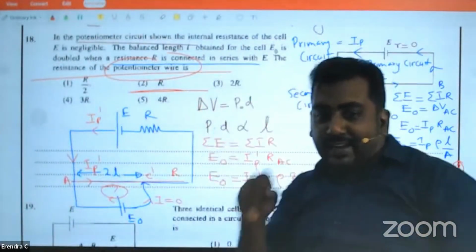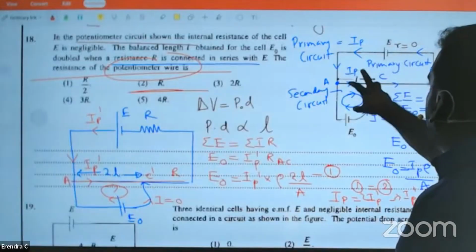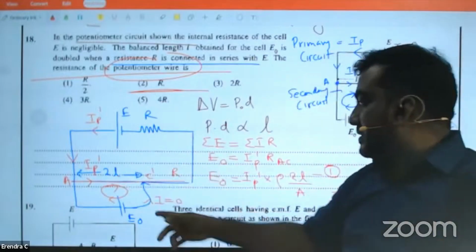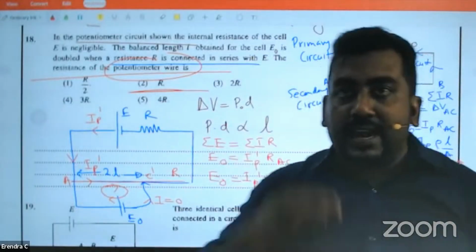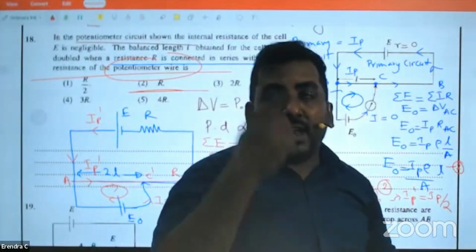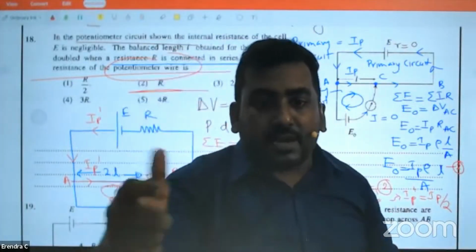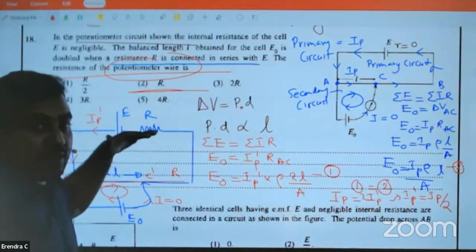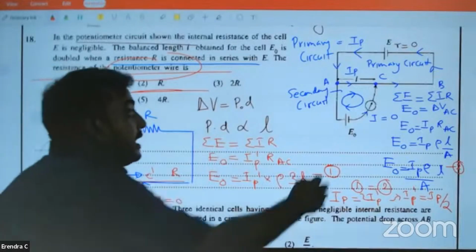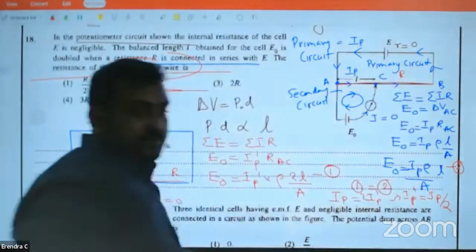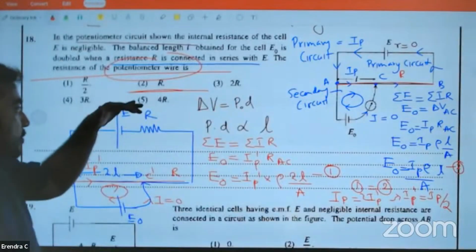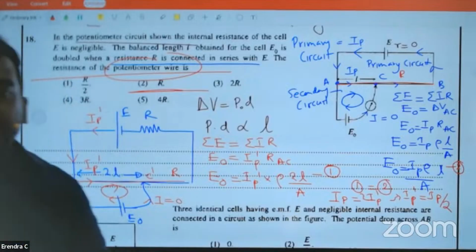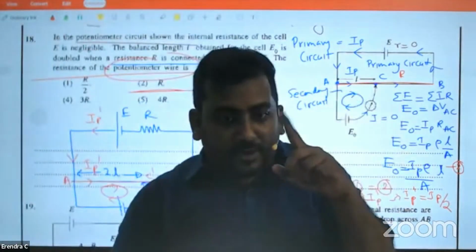If you are doing this in your head, look at this carefully. When I put a resistance in series, length has doubled, and E naught has not changed. Length doubled means current has become half. Current half means resistance has doubled. So the resistance I put equals the resistance that was there in the beginning, which is R. Whatever I put made it double, so this resistance is also equal to R.